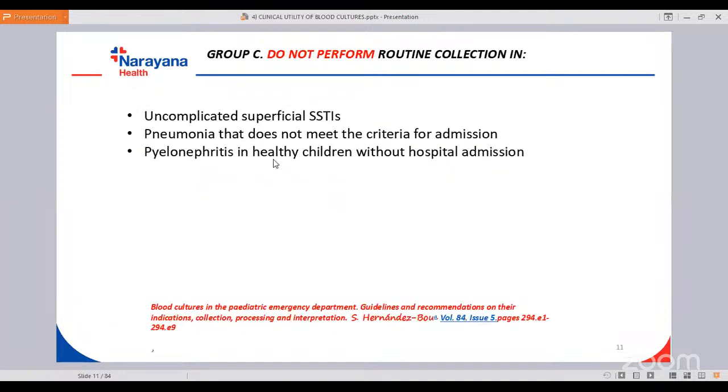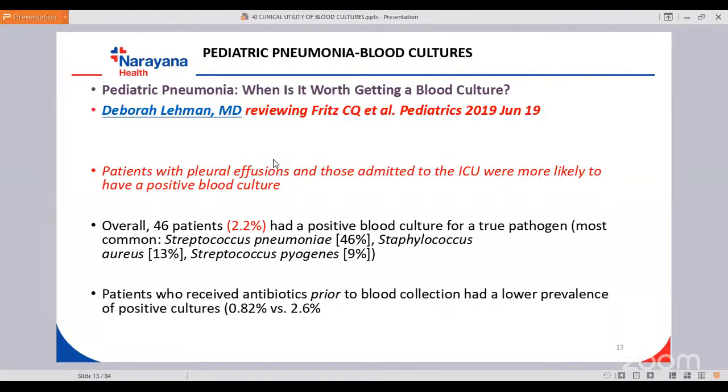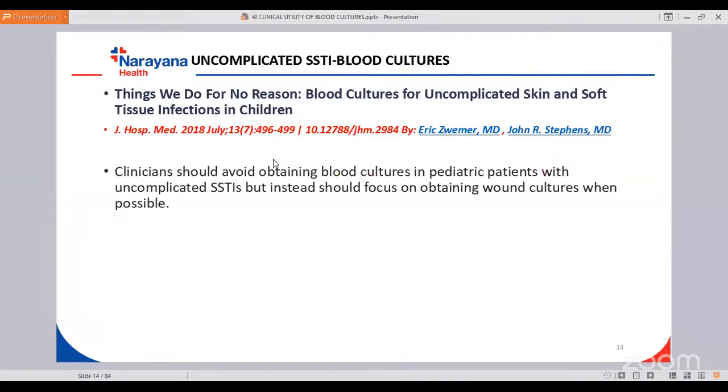And when will you not send blood cultures? In uncomplicated superficial skin and soft tissue infections, pneumonias that do not meet the criteria for admission, and pyelonephritis in healthy children without hospitalization. I've made things very clear. Now coming ahead, the next slide is talking about pediatric pneumonias. Is it worth sending a blood culture in pediatric pneumonias? This article states that you send blood cultures in patients with pleural effusions and those admitted to the ICU. They are the ones who are likely to have bacteremia and therefore positive cultures.